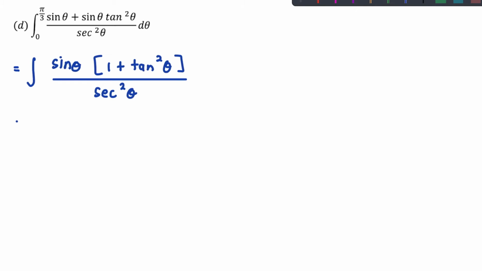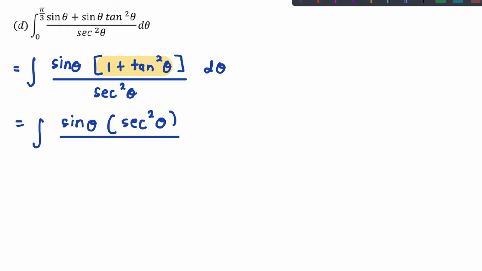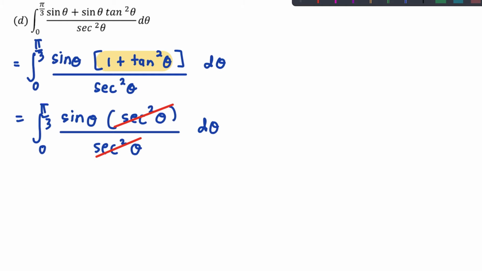Substitute this. It will be equivalent to sine theta multiplied by secant square theta, over secant square theta d theta. I forgot to put the limit. The limit is still there. We haven't done anything yet, so it's still 0 until pi over 3. From here you can see that you can simplify your secant square theta. If you simplify this, what's left is the integral from 0 until pi over 3 of sine theta d theta.